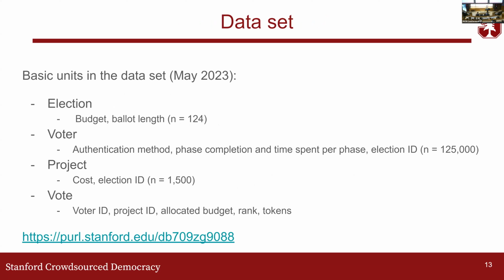And this resulted, after many years of data collection, many collaborations with all the cities, in a data set that has about 124 different elections in it, with 125,000 votes and 1,500 projects. This is all anonymized, so we made sure that we only take elections that have at least 100 voters, and that the order is randomized to a certain extent, so that we cannot trace it back to an individual voter, basically. And for the vote, we have the voter ID, the project ID, what budget they allocate to each project, and what tokens, for example. The data set is available online in case anyone wants to play with it.